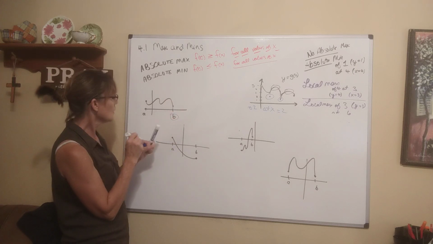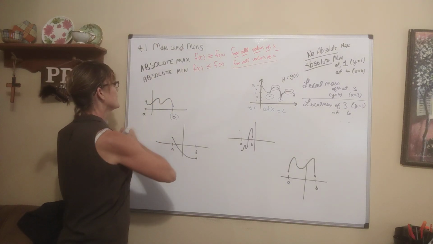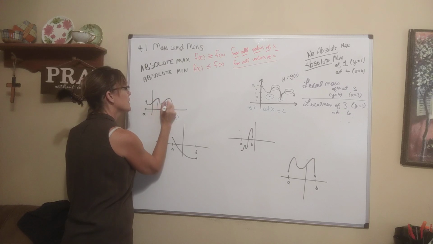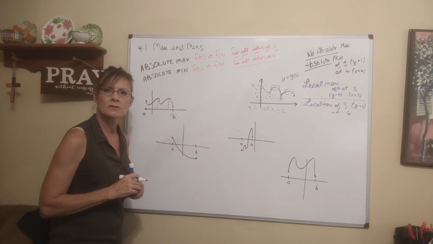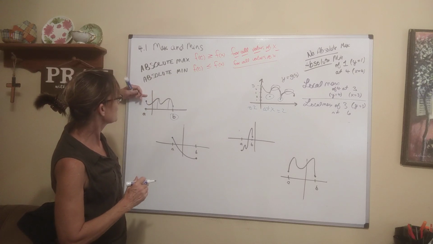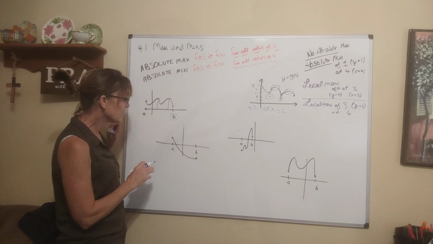All right. Where's the absolutely highest point that I see? Well, it looks like there might be two. These look like they are at the same place. I found two absolute maxes right there. So we found the absolutely high point. It occurred more than once. That is acceptable.